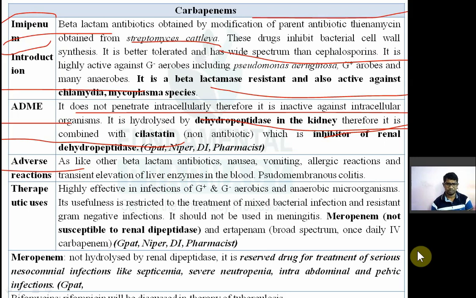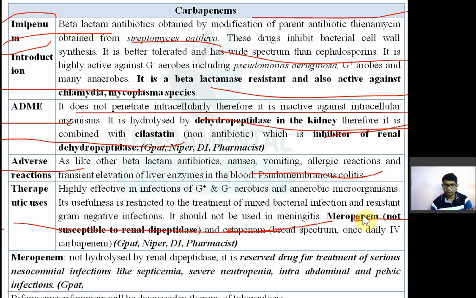Now adverse drug reactions are similar to other beta-lactam antibiotics: commonly nausea, vomiting reactions, transient elevation of liver enzymes in the blood, and pseudomembranous colitis. This is a specific adverse event. Uses: highly effective. It is useful against gram-positive as well as gram-negative aerobic and anaerobic microorganisms. Its use is restricted to the treatment of mixed infection and resistant gram-negative infection. It should not be used in meningitis.